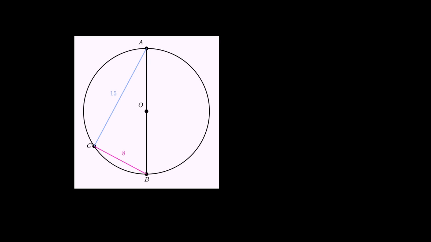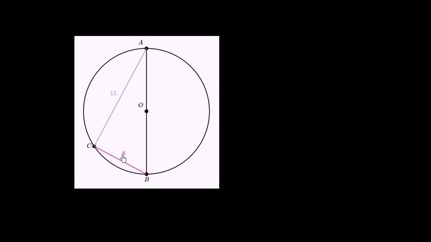What I want to do in this video is attempt to find the diameter of this circle right over here. And I encourage you to pause the video and try this out on your own. Well, let's think about what's going on right over here. AB is definitely the diameter of the circle. It's a straight line. It's going through the center of the circle. O is the center of the circle right over here.